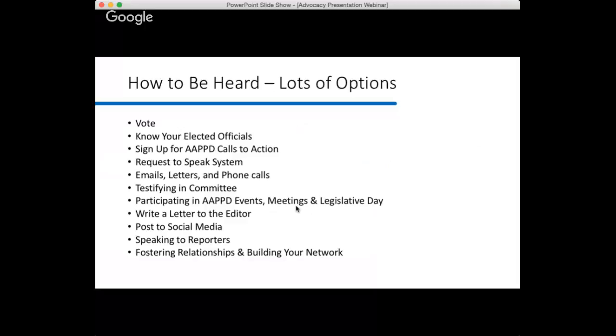Register to vote, know your elected officials, get to know your elected officials. We're going to recommend that you sign up for APAD calls to action, use the request to speak system. There are lots of options with emails, letters, and phone calls to state officials, elected officials, and community leaders. You can testify in committee, participate at APAD events, in meetings, and at legislative day. Write a letter to the editor, post to social media, speak to reporters, and foster a relationship and build your own network. So we're going to talk about all of these things.